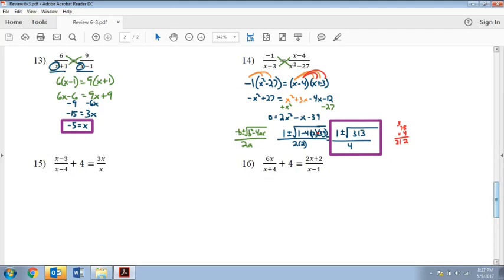Number 15, 16, same idea, except we can't cross multiply because we have an extra term right here. This one has a 4. Actually, they both have 4s. Whatever. But we get a common denominator just like we did earlier.